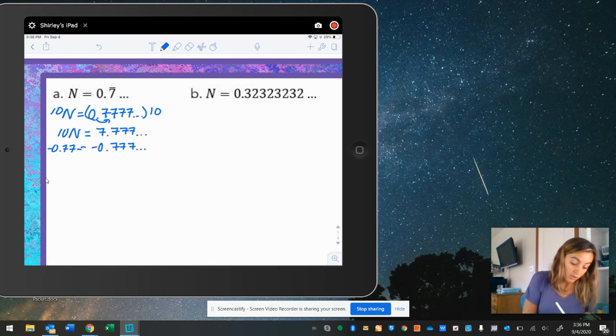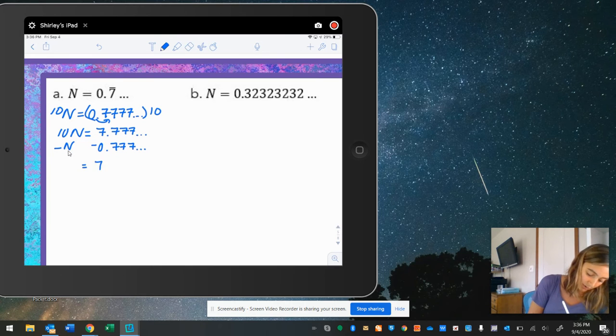So instead of subtracting 0.7 repeating, I'm going to subtract 0.7 repeating from the right side because I can do that. But instead of subtracting 0.7 repeating over here, which is not a like term, I can take n away, because n and 0.7 repeating are the same thing. So it's subtracting the same number in different forms. Now I have like terms on both sides.